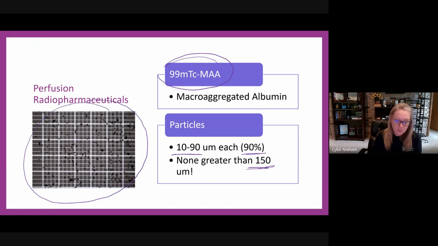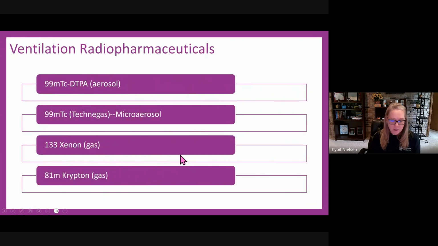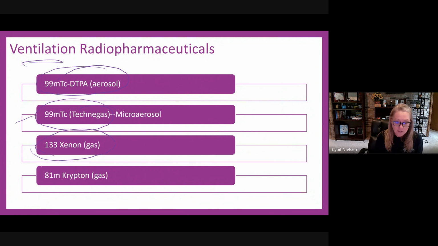And this is actually what a hemocytometer looks like with the particles that are on that grid. And so it's a qualitative assessment. We're just looking at the particles to see if they're about the right size. The ventilation portion, we have a lot of different options. We can do TEC-DTPA. We can do Technogas. I don't think Technogas is going to be on your exam yet because it's just been approved. And we can do Xenon. Krypton is no longer on the exam.